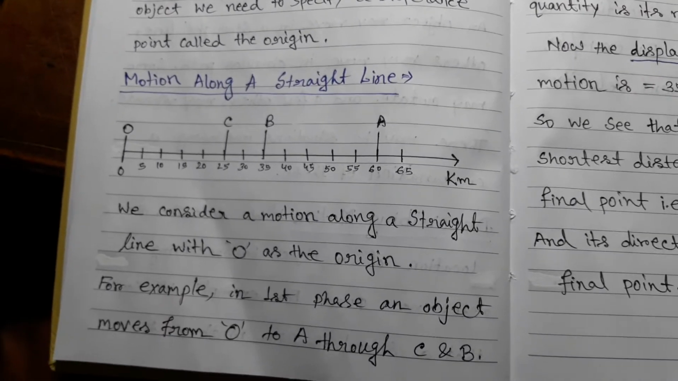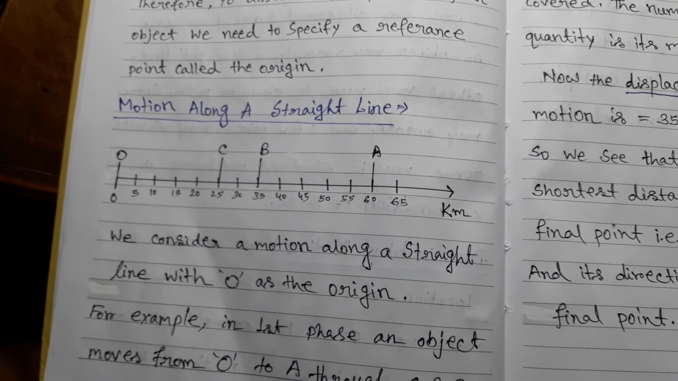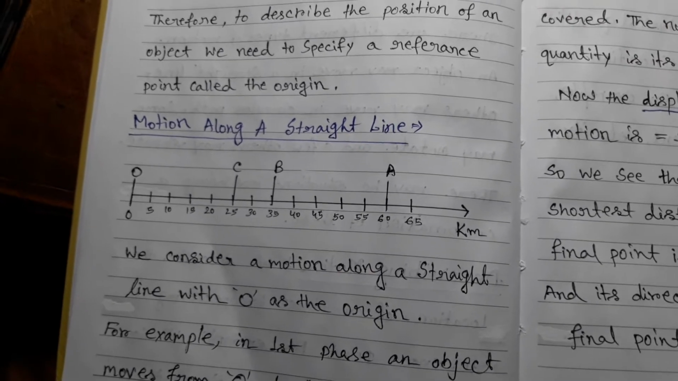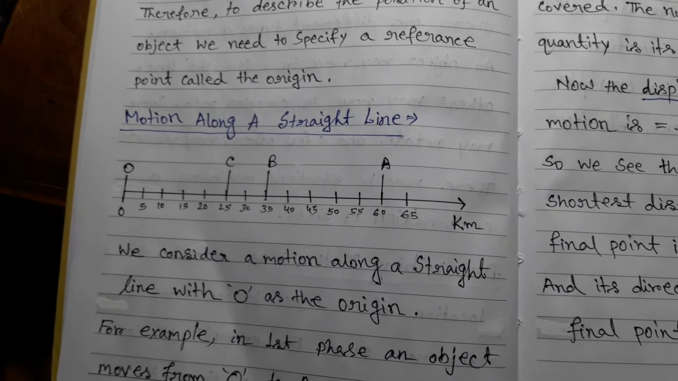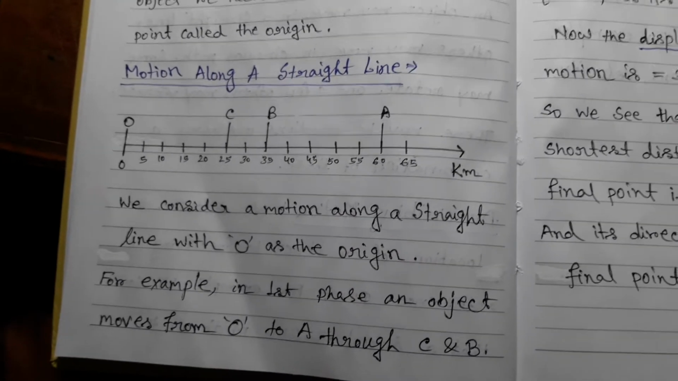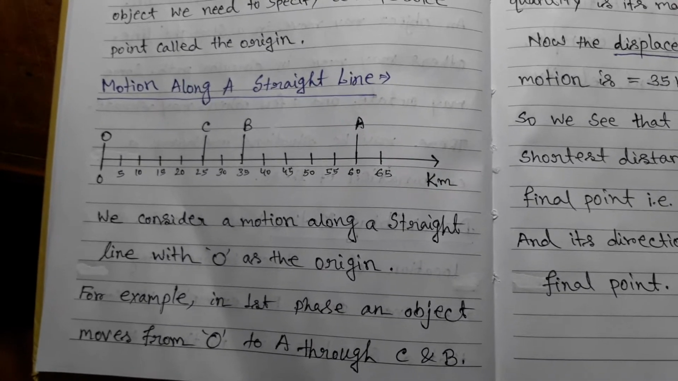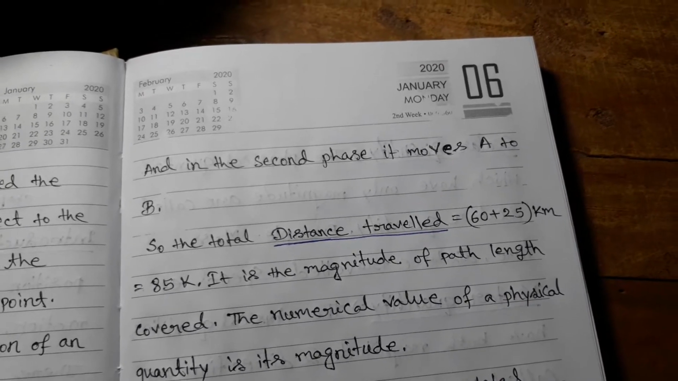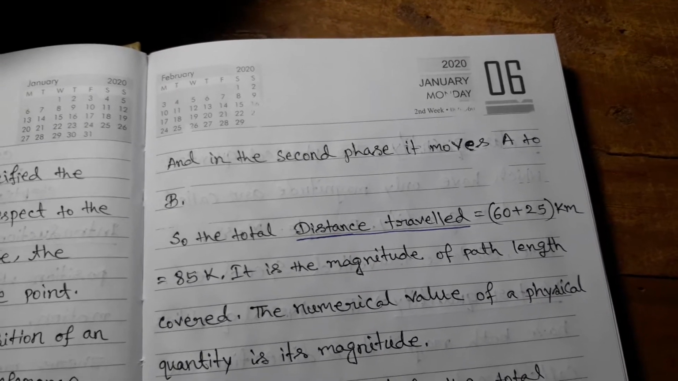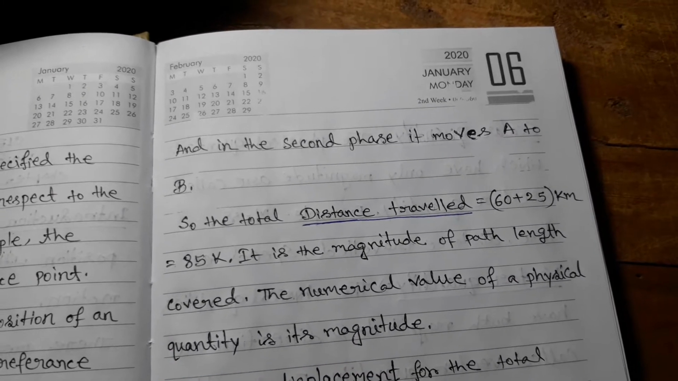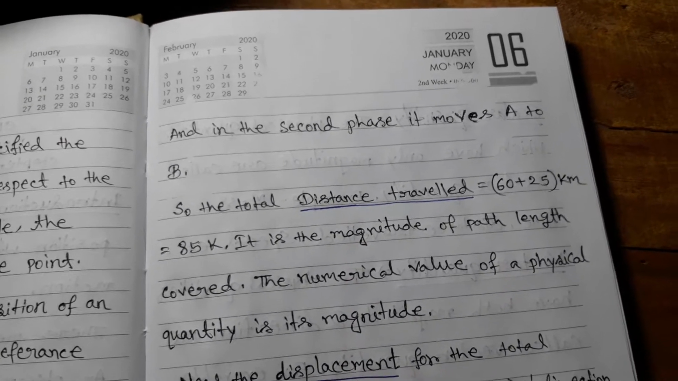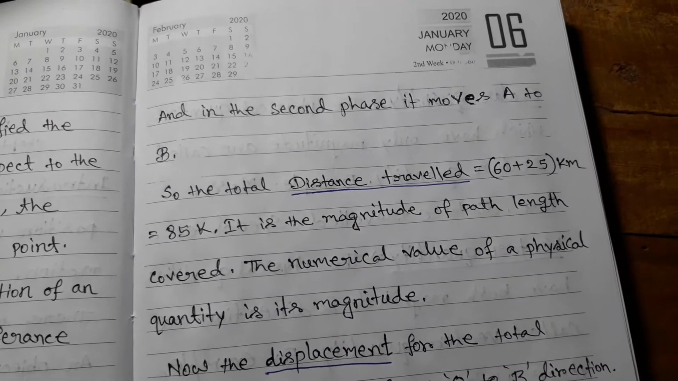Motion along a straight line. We have drawn a horizontal line along which we have plotted the distance from the origin point O. We consider the motion along a straight line with O as the origin. For example, in the first phase, an object moves from O to A through C and B. And in the second phase, it moves from A to the point B. So the total distance travelled equals 60 plus 25 equals 85 km. It is the magnitude of the path length covered.